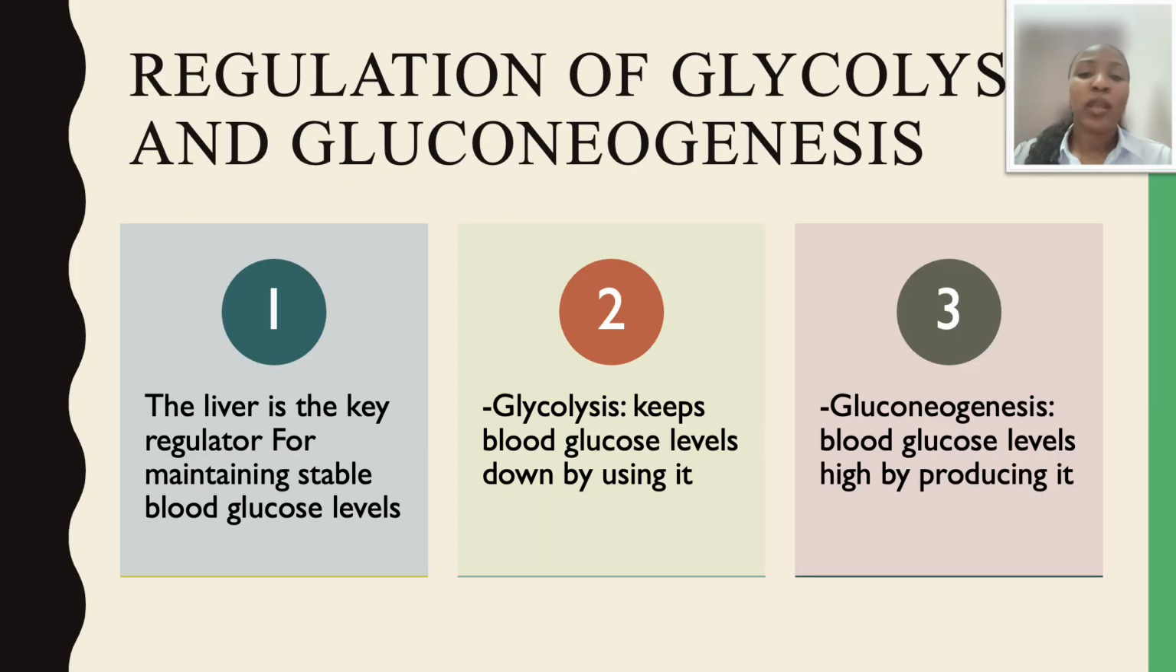Now, when it comes down to the regulation of glycolysis and gluconeogenesis, just need to understand that the liver is the key regulator for maintaining the blood glucose levels. When it comes down to glycolysis, it keeps our blood glucose levels low by using it. Again, glycolysis is the breaking down of glucose. And when it comes to gluconeogenesis, I wouldn't say it increases the blood sugar level, but it keeps it at a higher level versus when someone is fasting or when the cells are fasting.